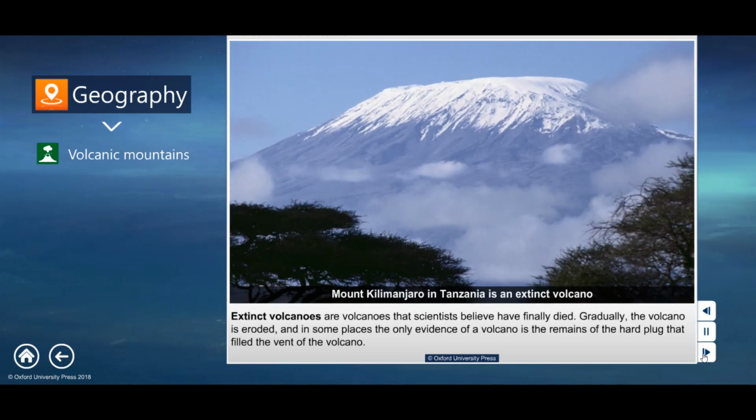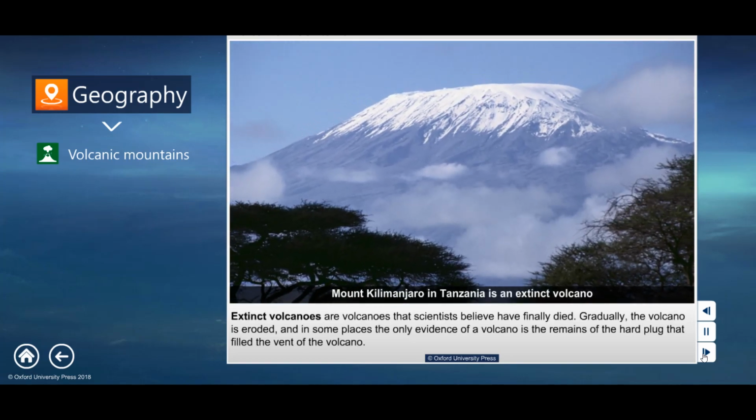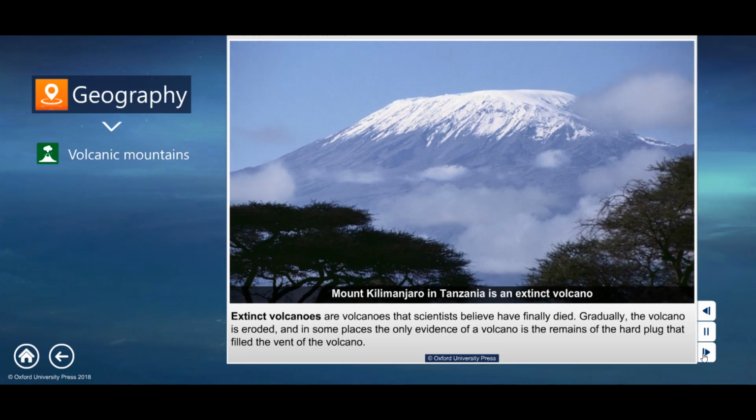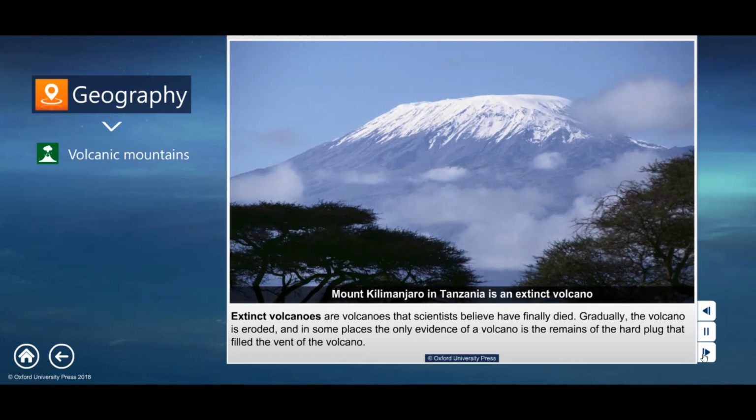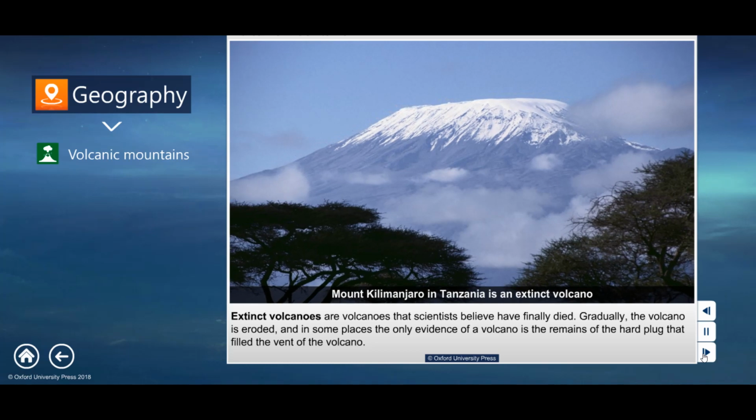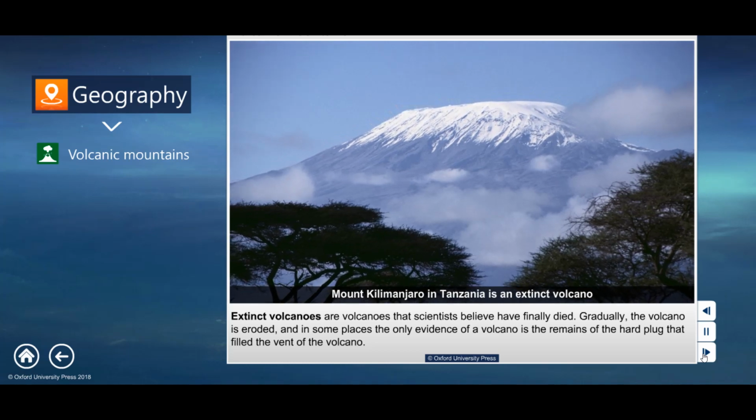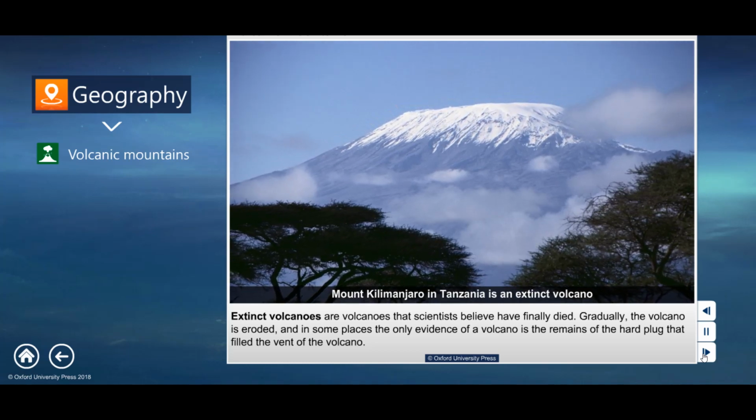Extinct volcanoes are volcanoes that scientists believe have finally died. Gradually, the volcano is eroded, and in some places, the only evidence of a volcano is the remains of the hard plug that filled the vent of the volcano.